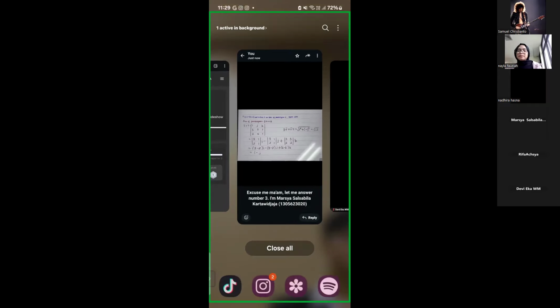Okay, let me answer number 3. From the exercise, U is 3, 3, 1 and V is 2, 2, 1, and they are sides of a parallelogram. From the problem, the area of the parallelogram is the cross product of U and V. So we take vector U times vector V, which is 3, 3, 1 and 2, 2, 1.